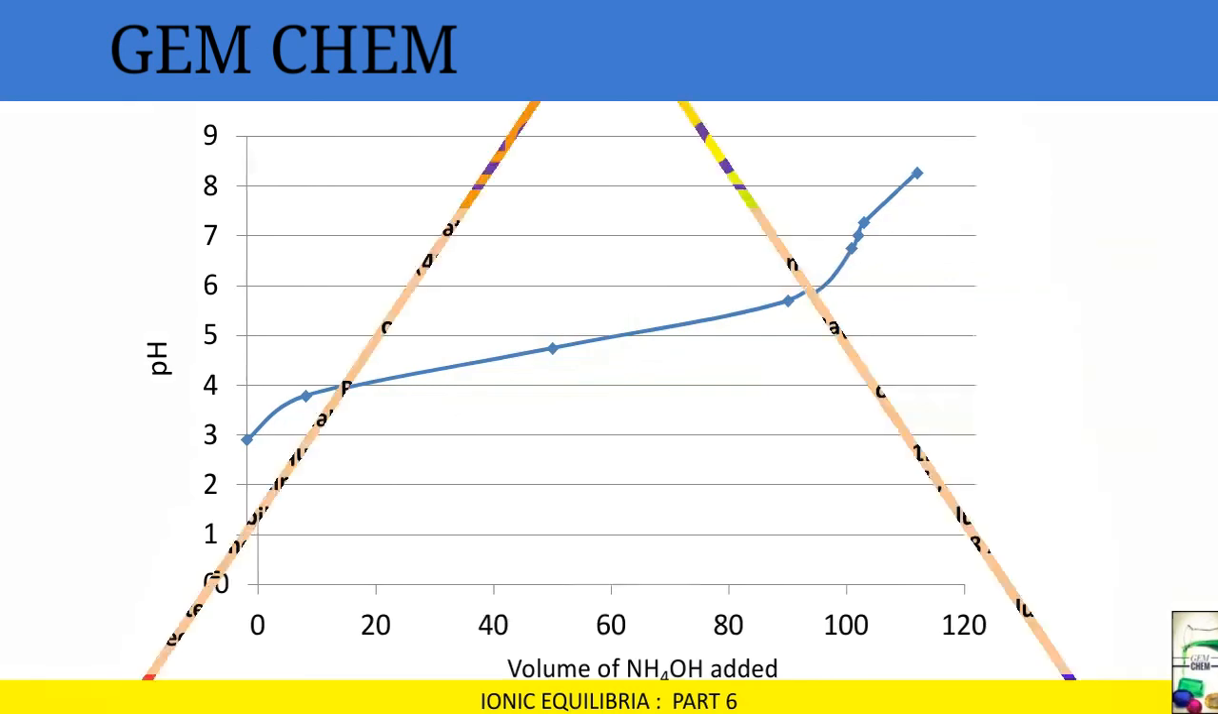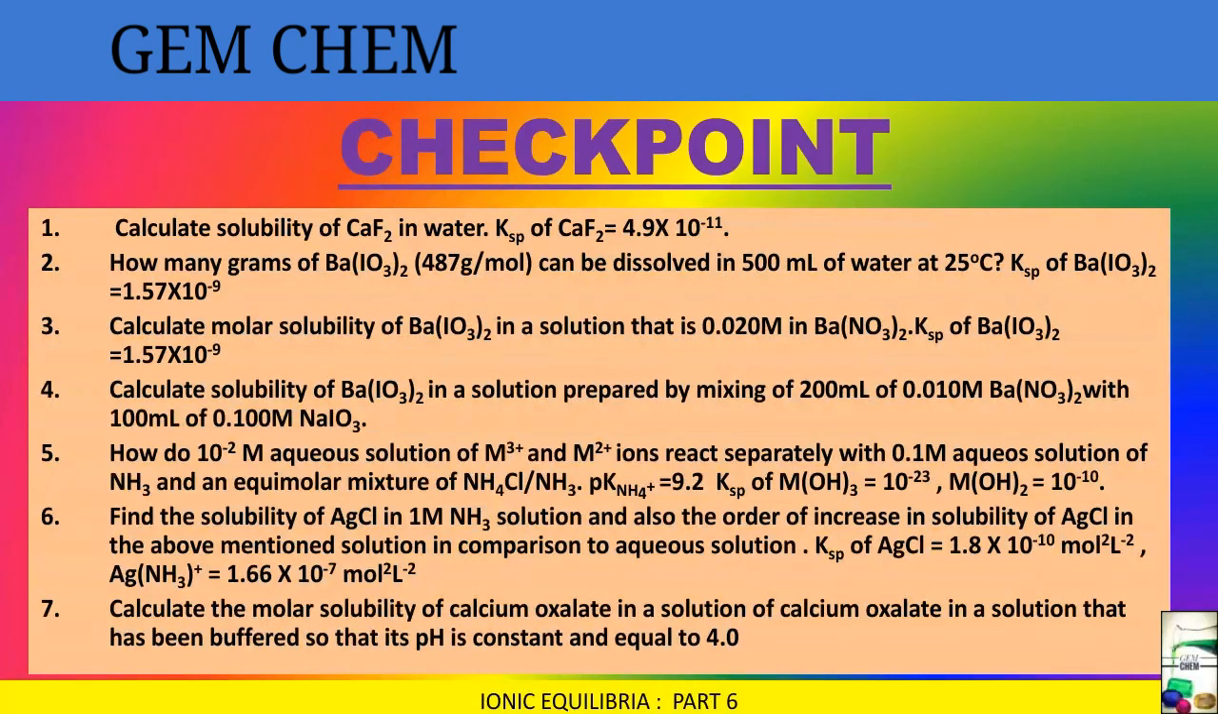Now we will go for the checkpoint. Take a screenshot and try to do it on your own. Now this checkpoint is for the previous video where we have dealt with solubility. As told, the checkpoint will be given in the next video, so this is the checkpoint, and this particular topic does not have any checkpoint. So here I end the series of ionic equilibria.